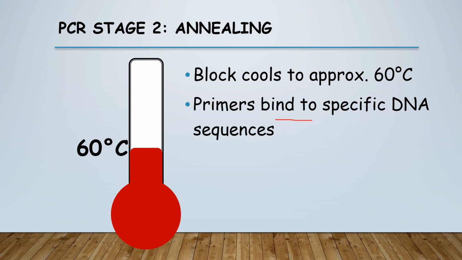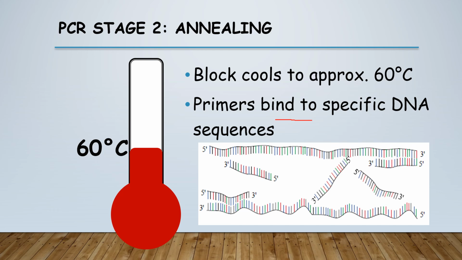Remember that everything that is required for this process is loaded into your samples right at the start. So when it's cooled down to 60 degrees, that allows primers to bind to specific DNA sequences. And remember, those primers can be engineered specifically for the process of amplifying a specific bit of DNA.